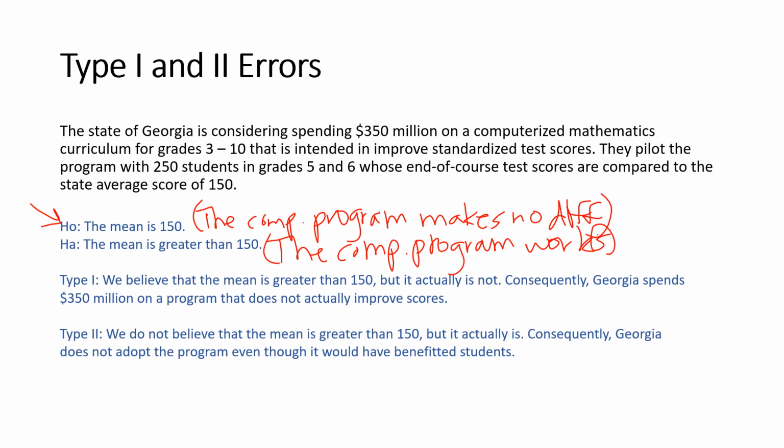Now, if you're the state of Georgia and you're making the decision here, they probably will think that type 1 error is the worst case scenario for the state of Georgia because you spent so much money and it didn't actually work. If you want to avoid a type 1 error, you would want to pick a really, really small significance level, maybe 0.01, maybe you want to do 0.005, something really small to avoid the possibility of making that type of mistake.